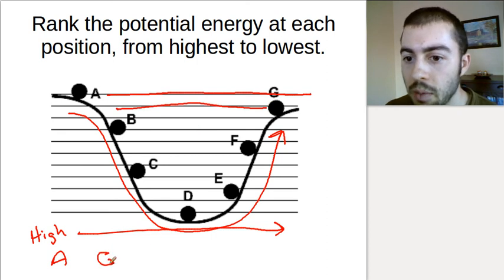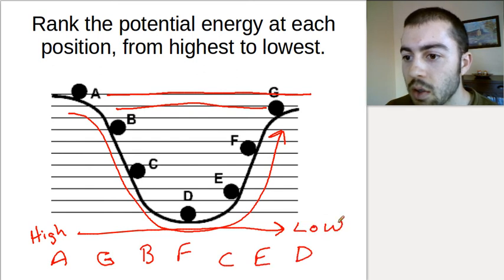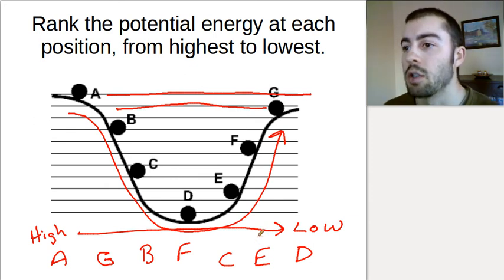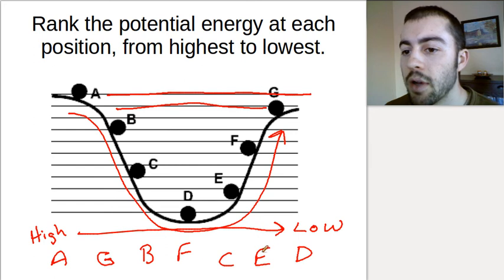Then we can take down from here B, F, C, E, and D from highest to lowest. So again, gravitational potential energy really only has to do with the height of an object. So the higher it is, the more potential energy it has.